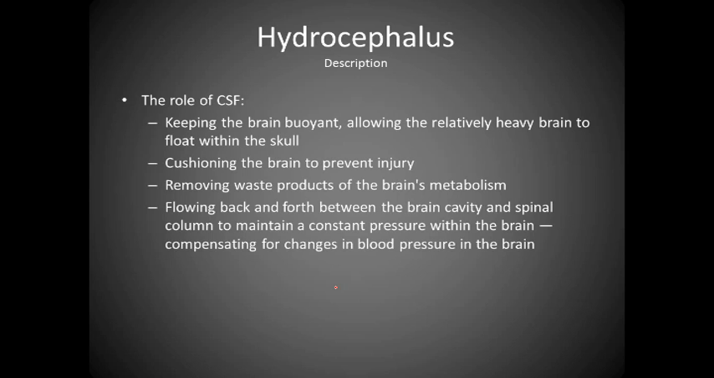Also, its role is to flow back and forth between the brain cavity and spinal column to maintain a constant pressure within the brain. And it compensates for changes in blood pressure in the brain. As we know, our blood pressure is constantly fluctuating, and the cerebrospinal fluid is in charge of normalizing this for the brain.